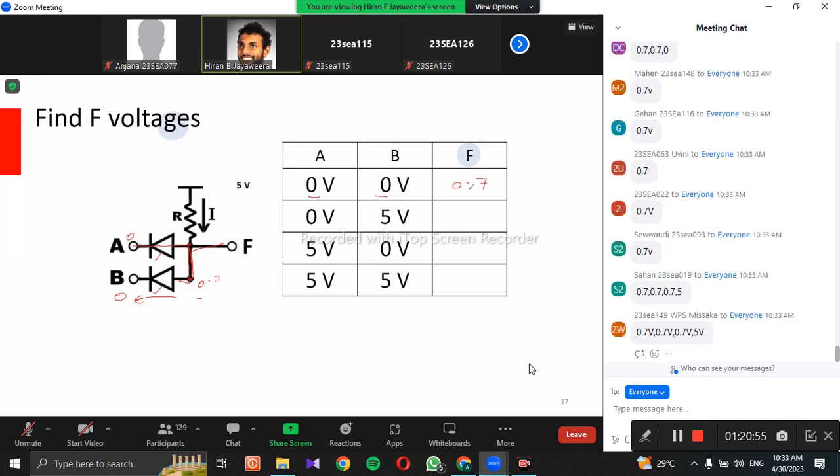Right? Then when you have 0 and 5, just like the previous case, it's 0.7. This one also, just like the previous case, is also 0.7. But when you have 5 volts and 5 volts, it's slightly different.